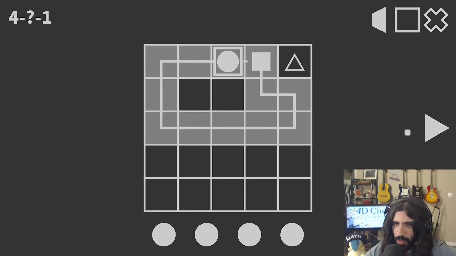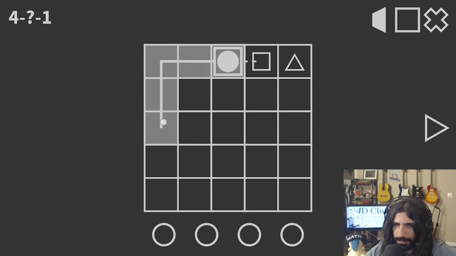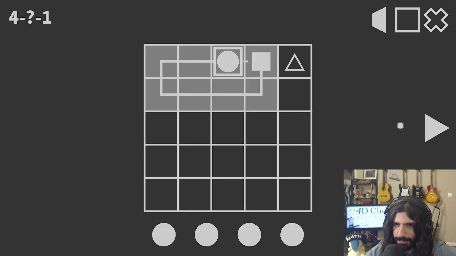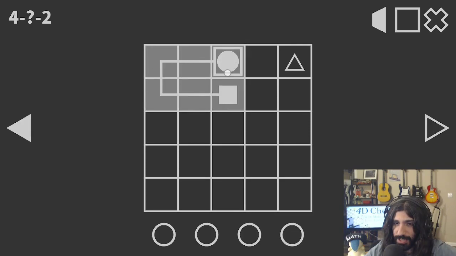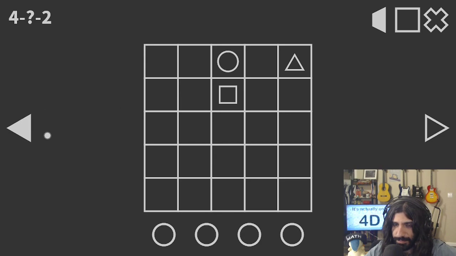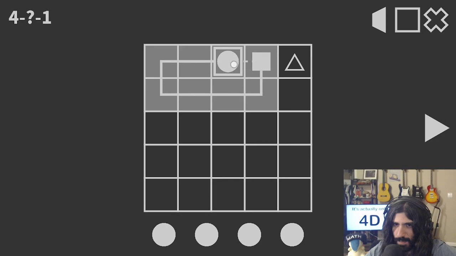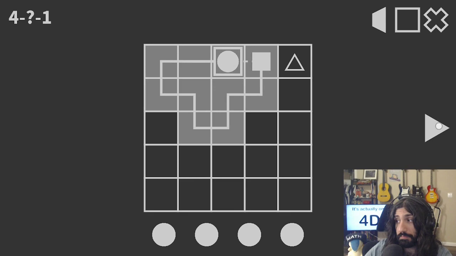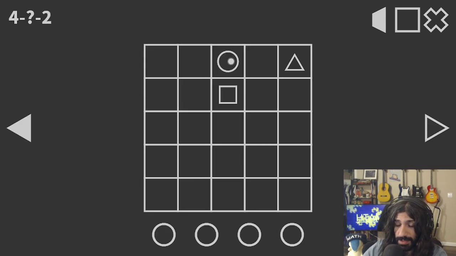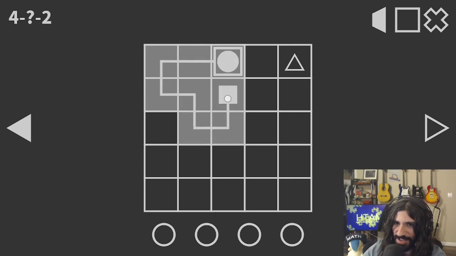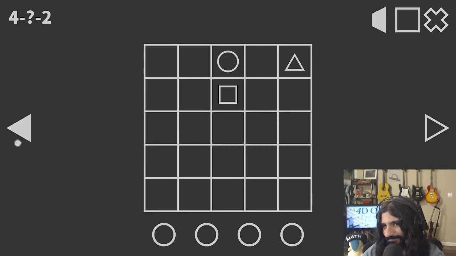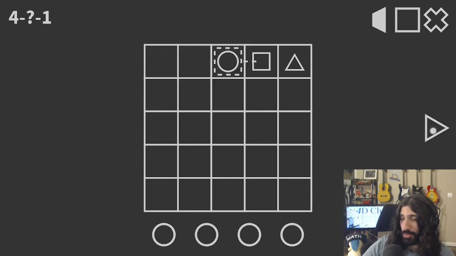I need a shape that works. This shape immediately breaks down here. So what if we did this? Maybe? Still doesn't work, because we can't do that here and end up on the square. Well, at least we understand the rule.